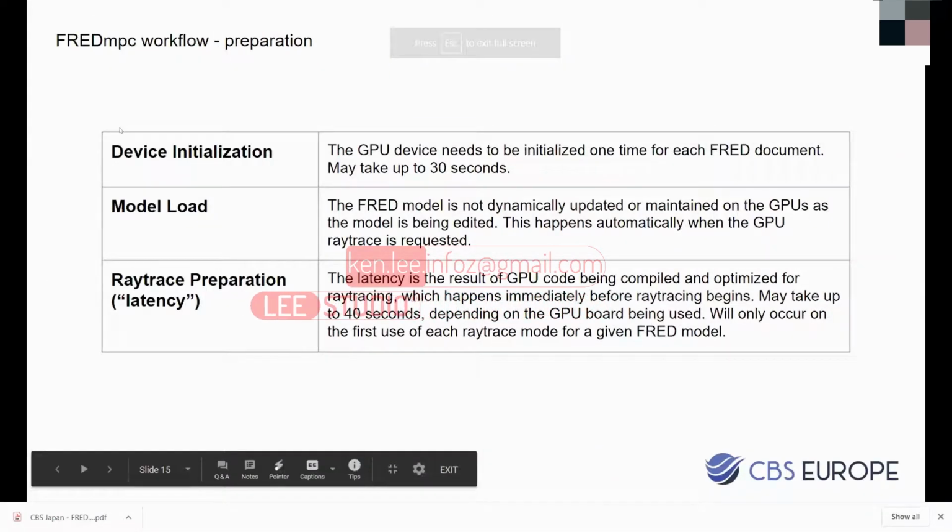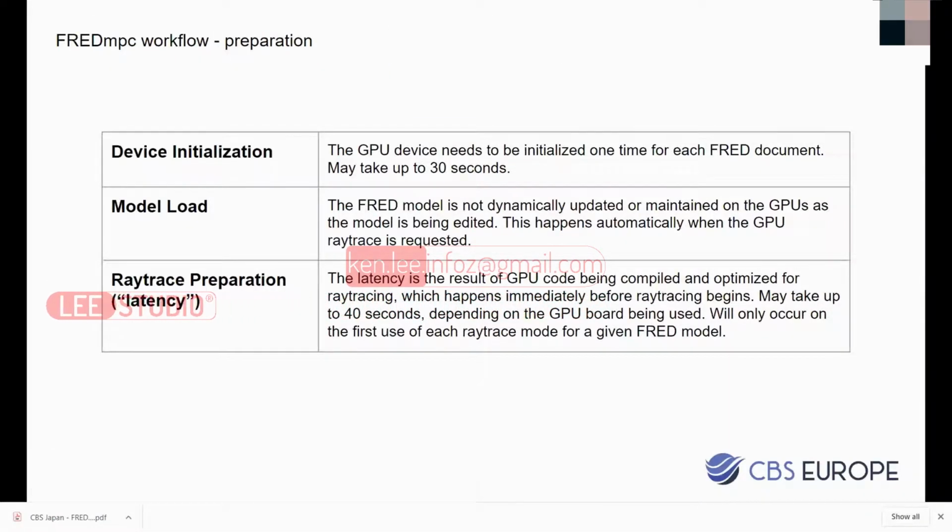So let's quickly talk about what we saw then, what Fred was doing when we did those GPU ray traces. The first thing, when you click the button to do the GPU ray trace, is that the GPU device itself needs to be initialized. This means it has to be prepared to do a calculation. We have to allocate a chunk of memory to hold the ray data and things like that.